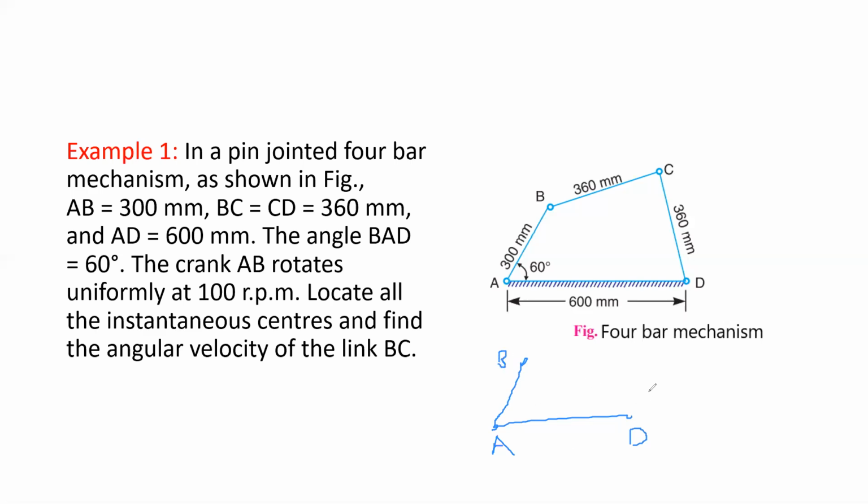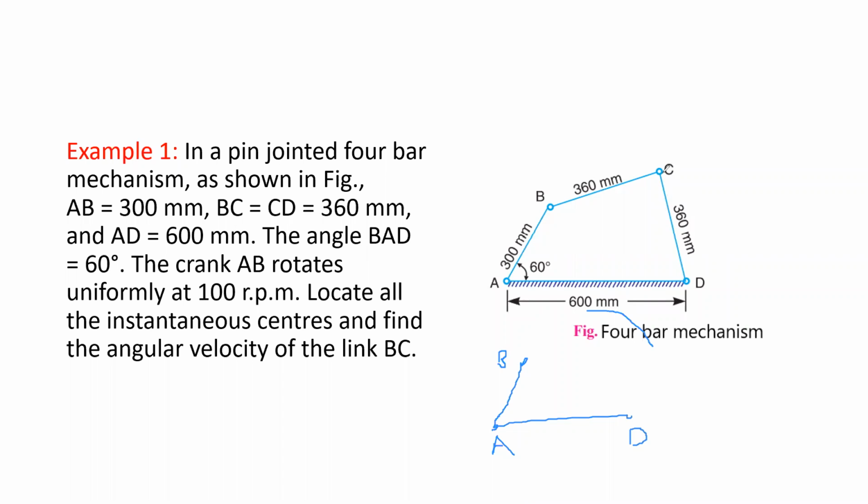Next, to complete this diagram, you need to locate only point C. The distance between point D and point C is 360, meaning 36 mm. Take 36 mm in the compass, put your compass at point D, and draw an arc like this, with radius equal to 36 mm.